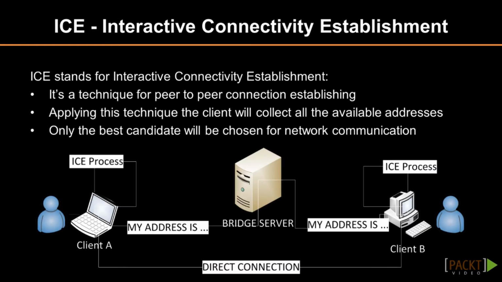Fortunately, ICE techniques were created for this purpose, avoiding firewall and NAT limitations. ICE stands for Interactive Connectivity Establishment, and it's a technique for establishing peer-to-peer connections. As you can see from the picture, by applying this technique, the clients will collect all the available addresses, and it will exchange them with a remote part through a bridge server, using its favorite protocol. After this process, only the best candidate match will be chosen by each client for network communication. The ICE technique uses two different services for address discovery: STUN for avoiding NAT limitations and discovering external addresses, and TURN for tunneling all the network connections data by a relay system.